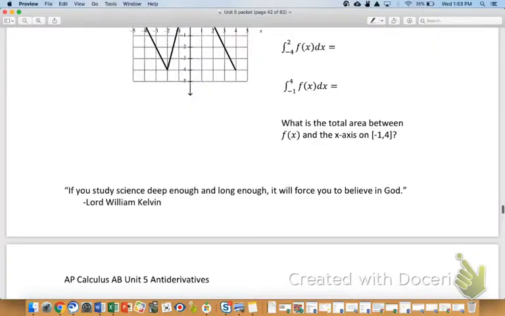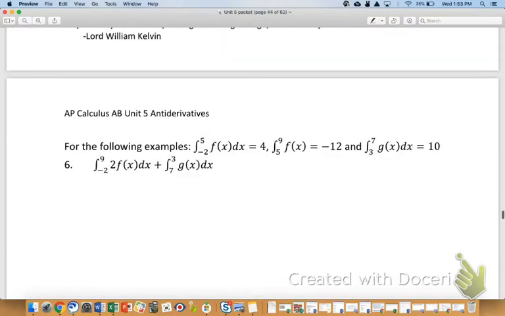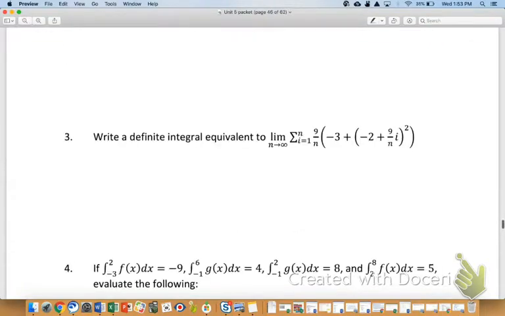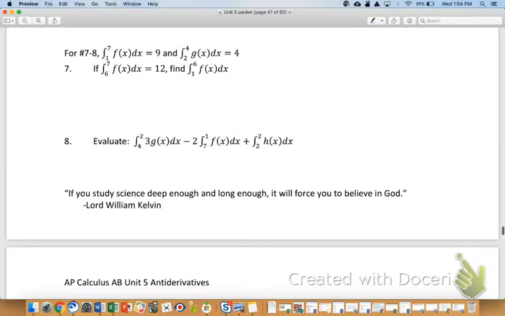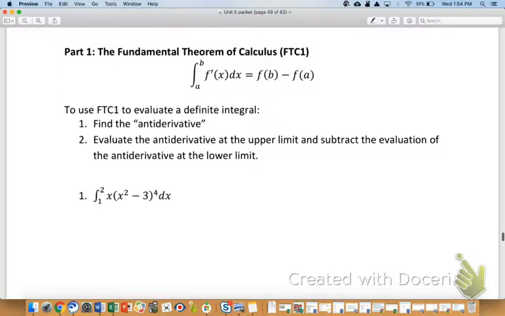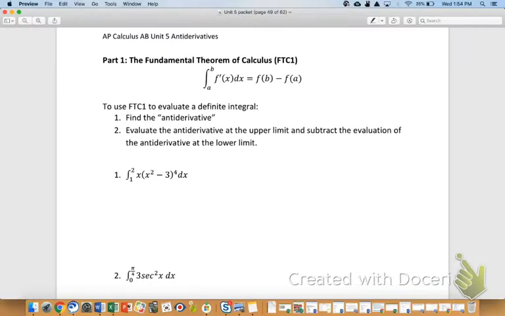Well, we don't cry in the corner and run away. No. We do what we're about to do today, and that is the fundamental theorem of calculus. Yes.